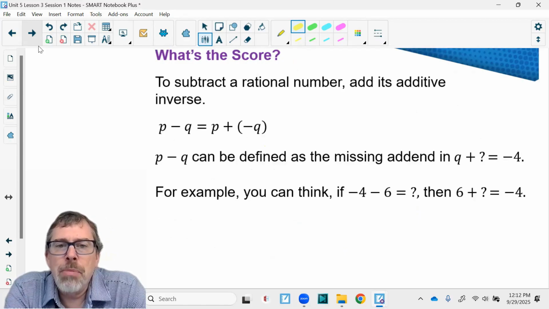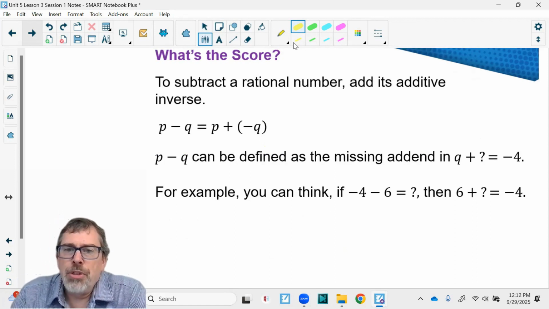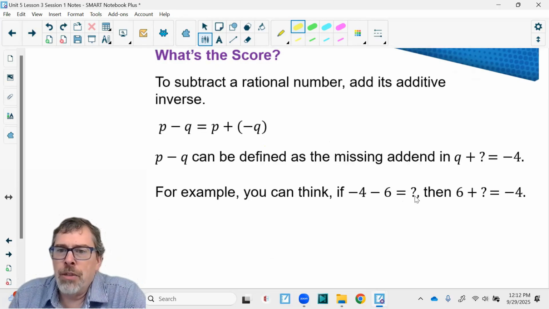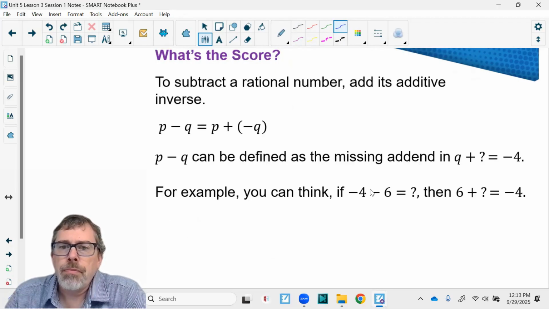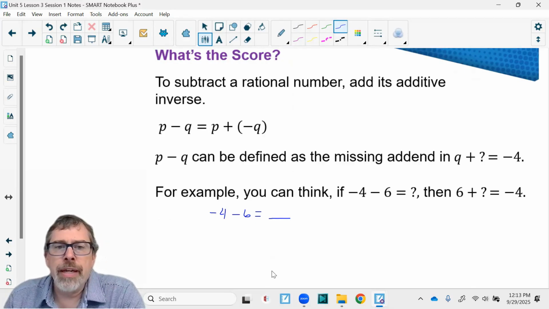P minus Q can be defined as the missing addend in Q plus some number equals negative 4. For example, you can think if negative 4 minus 6 equals some number, then 6 plus some number equals negative 4. So let me explain what they're doing here. I have negative 4 minus 6 equals blank. And actually, let me rewrite that. Negative 4, I just need to pause because I'm making these different components. When I drag, they don't all move.